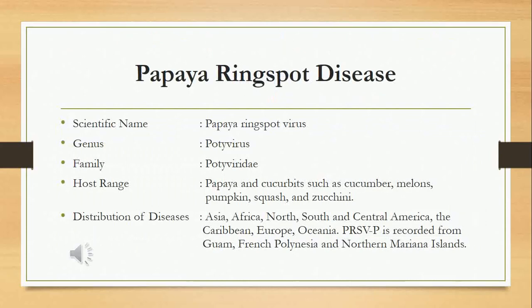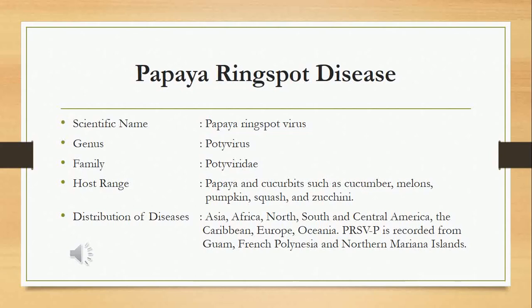First of all, the plant disease that we chose is Papaya Ringspot disease, or PRSV. This is a disease caused by Papaya Ringspot virus from the Potyvirus genus, Potyviridae family. It has a host range of papaya and cucurbits such as cucumber, melons, pumpkin, squash, and zucchini.